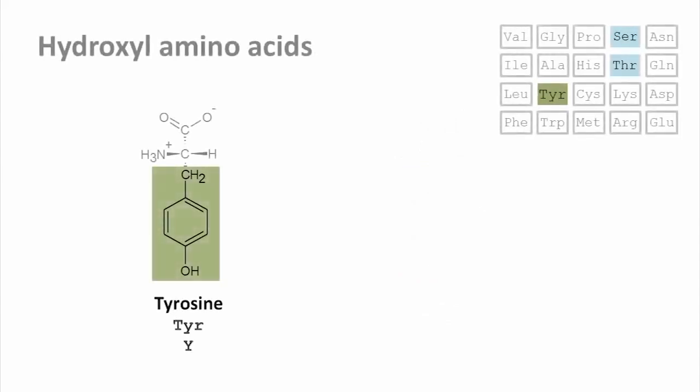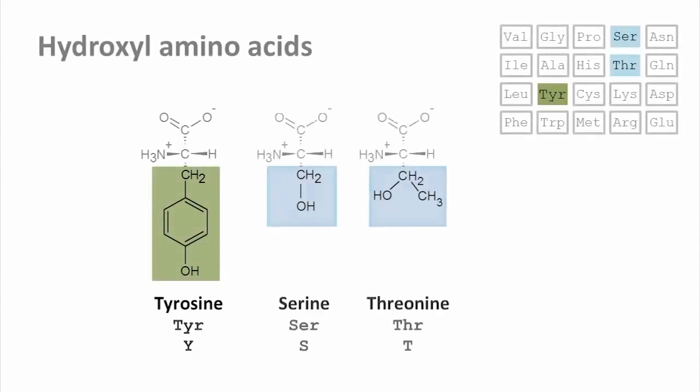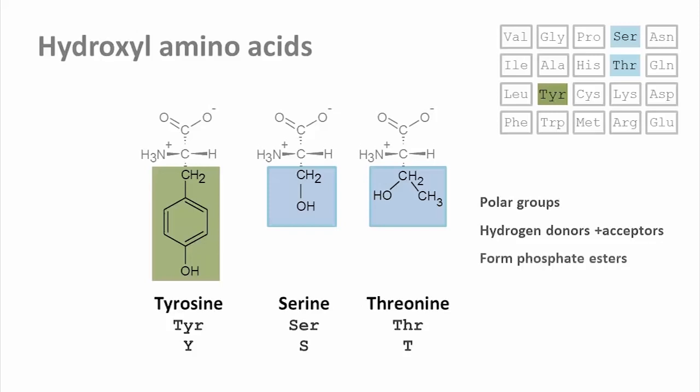Tyrosine is a hydroxyl amino acid, as are serine and threonine. All three are polar, although serine and threonine are quite a bit more polar than tyrosine. And all hydroxyl groups engage in hydrogen bonding as donor as well as acceptor. These hydroxyl groups can also form esters with phosphoric acid. We call this protein phosphorylation, and it has a fundamental role in signaling within cells.